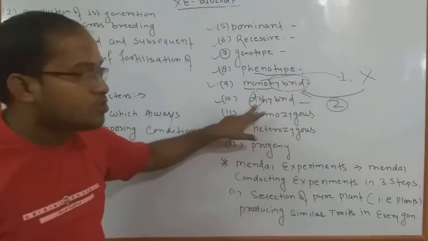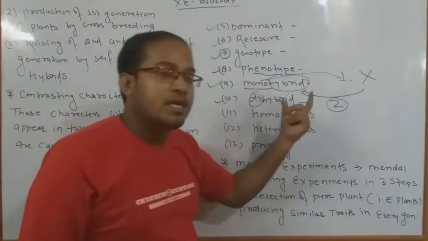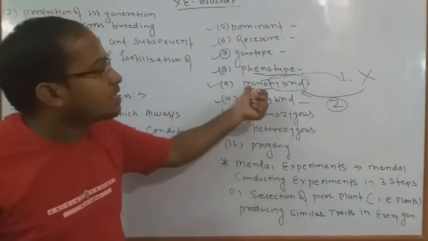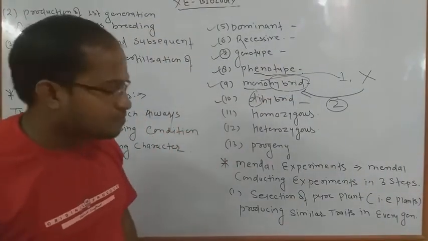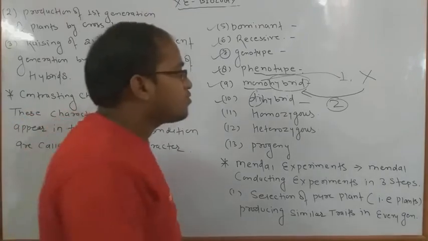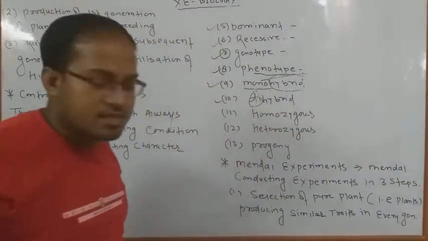Here di means two and hybrid means characters. जब दो characters के बीच में breeding होगी, that is called dihybrid cross. जब एक characters को लेके हम cross करेंगे, that is called monohybrid cross. Okay, now after completing, we have to discuss the most important part of that. What is the meaning of homozygous and heterozygous?